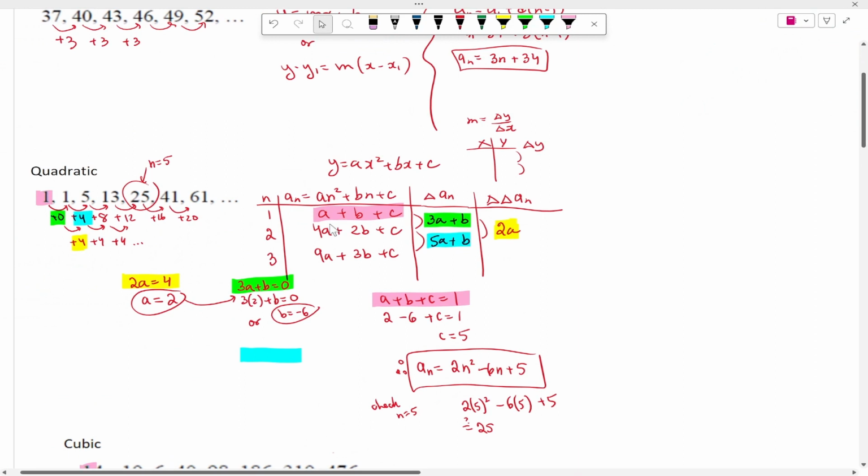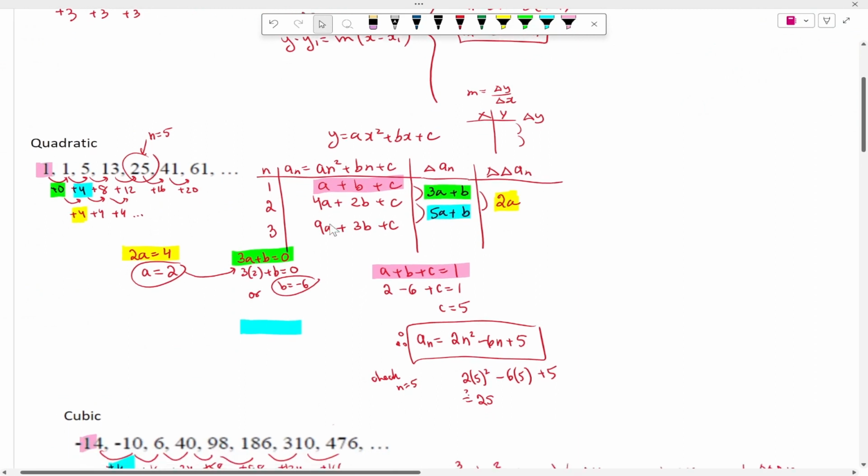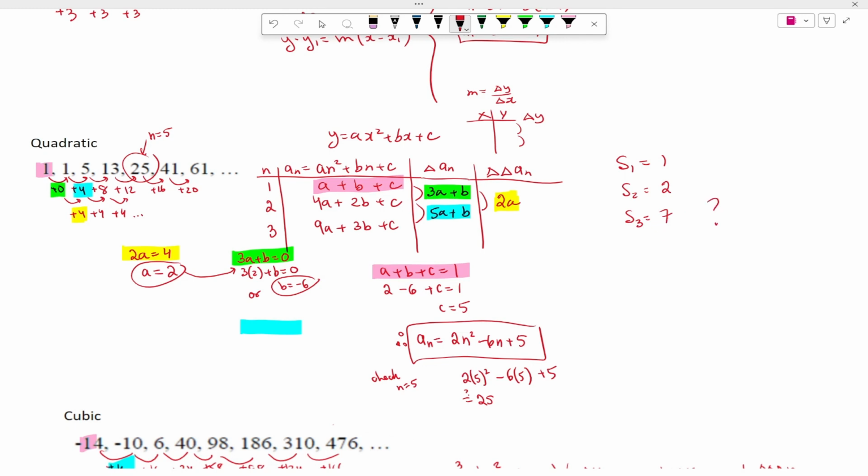When I was preparing for this, to see if I could come up with a partial sum for quadratic patterns, this was 1. The second sum would be 1 plus 1, which is 2. The third sum would be 1 plus 1 plus 5, so that's a 7. I couldn't come up with a way to do that.